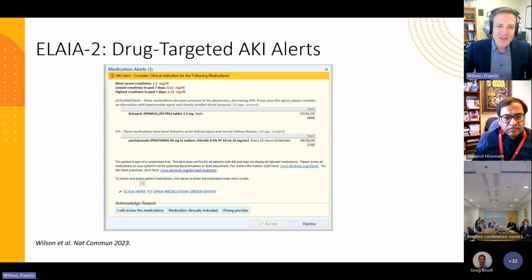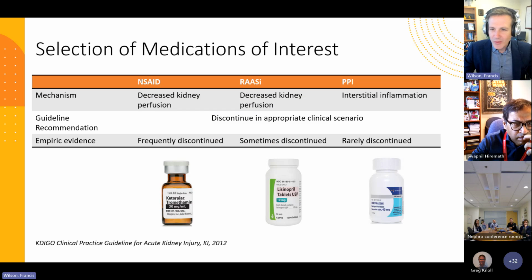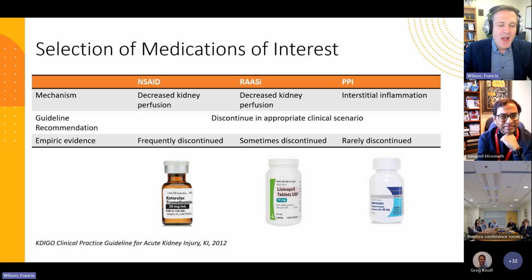So it's, ACE inhibitors and ARBs, these medications decrease pressure in the glomerulus, decreasing GFR. If you stop this, maybe think about some other antihypertensive. The PPI: hey, these medications have been linked to acute kidney injury and chronic kidney disease. So we're kind of saying, hey, maybe think about this, and a link to the medication order entry. We picked not every nephrotoxin, and this is something people ask about a lot. We only picked 3 classes. There are many more nephrotoxins than NSAIDs, renin-angiotensin system inhibitors, and PPIs. Many of you are likely looking at PPIs and saying, wait, that's not a nephrotoxin at all.